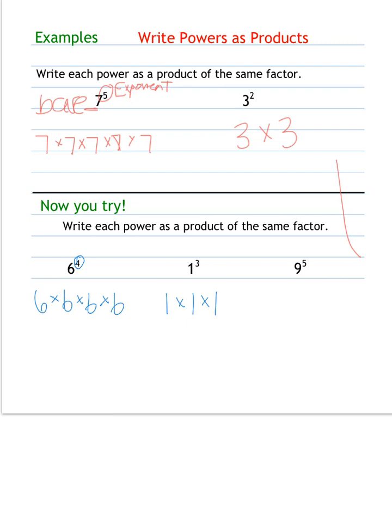And our last one here, 9 to the power of 5, we are taking our base of 9 and multiplying it 5 times over. So 1, 2, 3, 4, 5. Okay, so 9 times 9 times 9 times 9 times 9.